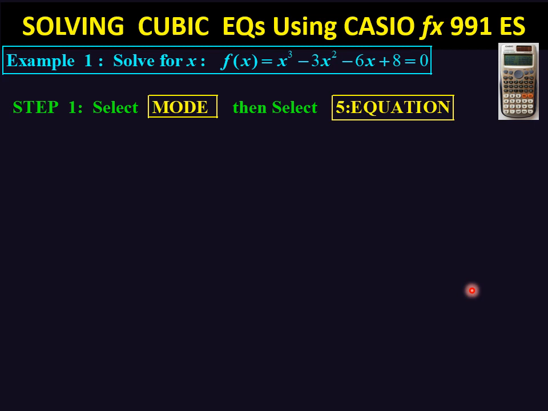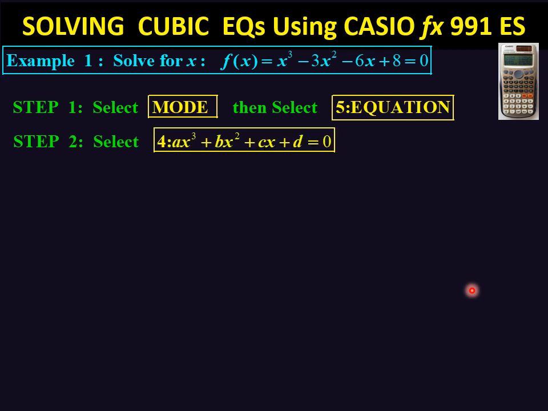Step 1, let's select mode. After selecting mode, you will have to make a selection. Choose 5 equation, and then after choosing 5, you get another selection. Then you take the one right at the bottom, that's number 4, and you can see there's ax cubed, the cubic expression. You select 4, and then a display appears where you need to enter 4 values: A, B, C, and D. Because it's cubic, there will be 4 values to be entered.